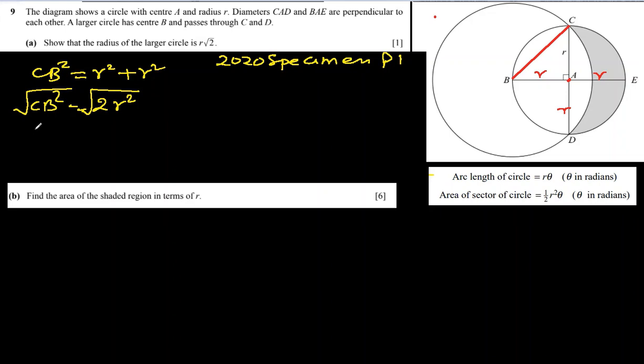They are r. Okay? And if I join B and C, don't you think this BC is the radius of the larger circle? And that's what we have to prove, equal to r square root 2. So in the triangle CBA, we will use Pythagorean theorem, which is CB square equal to r square plus r square. So CB square equal to 2r square. If we square root both sides, CB is equal to square root 2 r, which can also be written as r square root 2, and that's what they wanted.